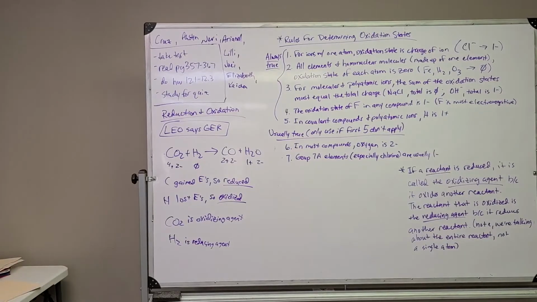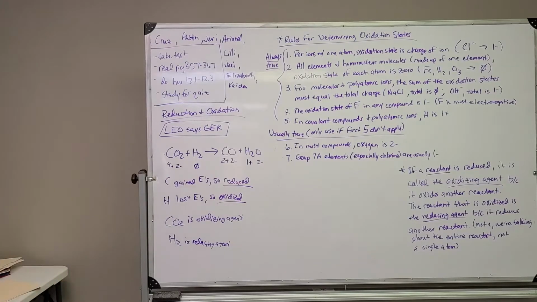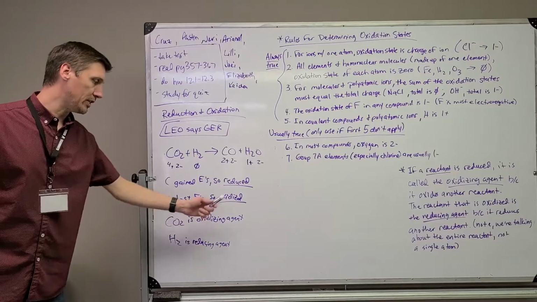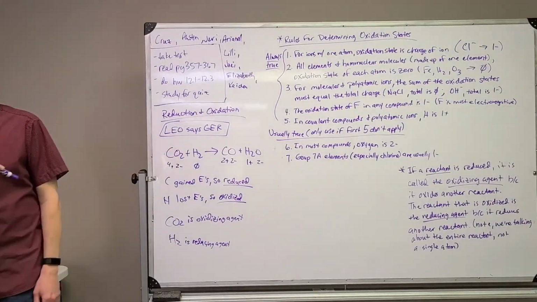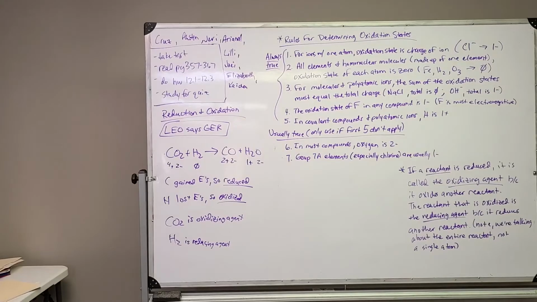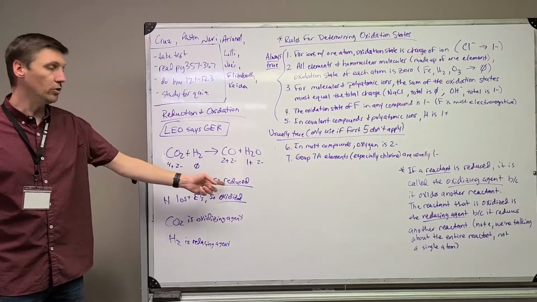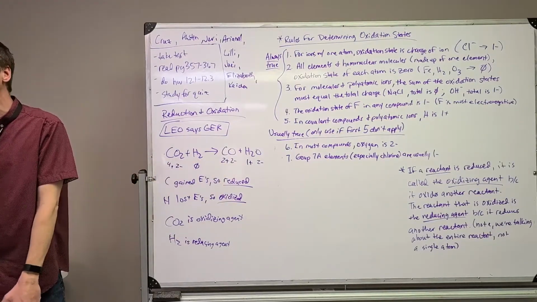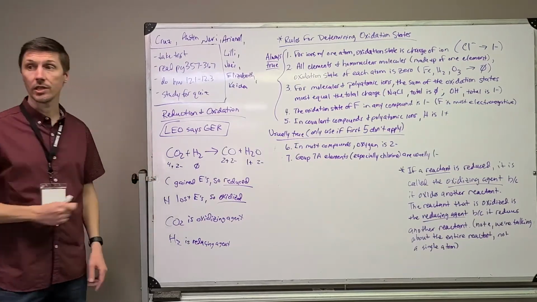So you see again, when I'm talking about which one was oxidized and which one is reduced, I'm talking about a single atom. When I'm talking about which one's the oxidizing agent and which one's the reducing agent, I'm talking about the entire reactant. Does that make sense? So you're going to lose some points if you said C was reduced, so C is the oxidizing agent. You should have told me the entire compound that C was in on the left side.